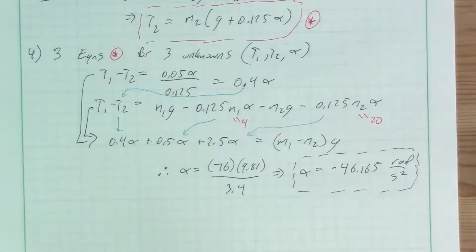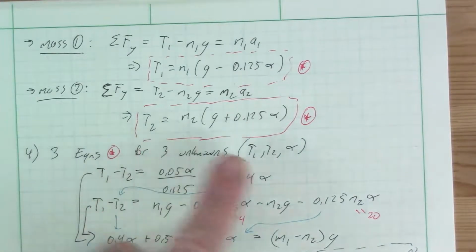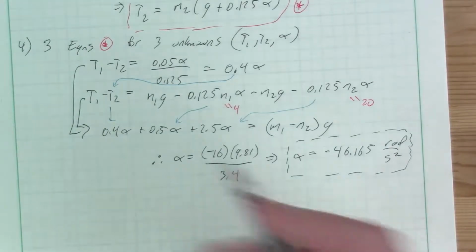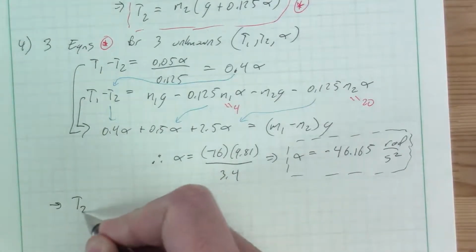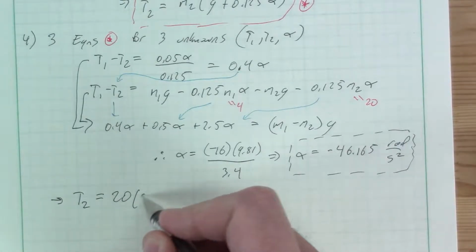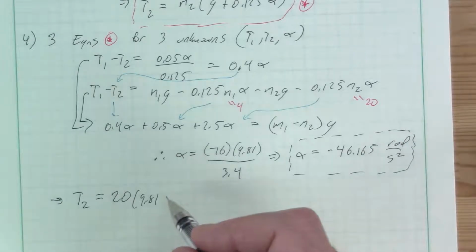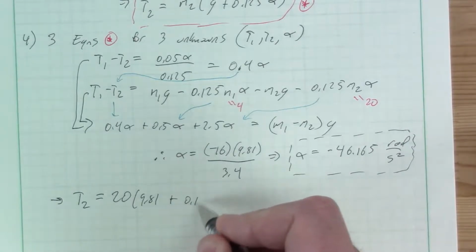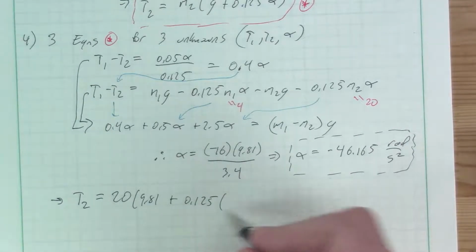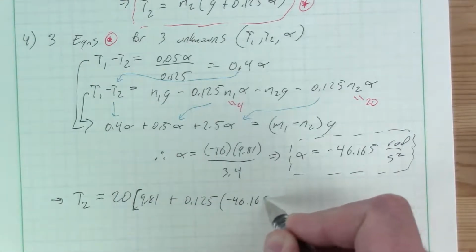What we're looking for is two things. T2, the tension in 2, which is right here. Now that we know alpha, we can find this. And then we have one other thing we're looking to solve for too. So the tension in 2 is going to be the mass of 2, which is 20 kilograms, times 9.81, that's your g, acceleration of gravity, plus the radius, 0.125, and now we plug in alpha, minus 46.165.